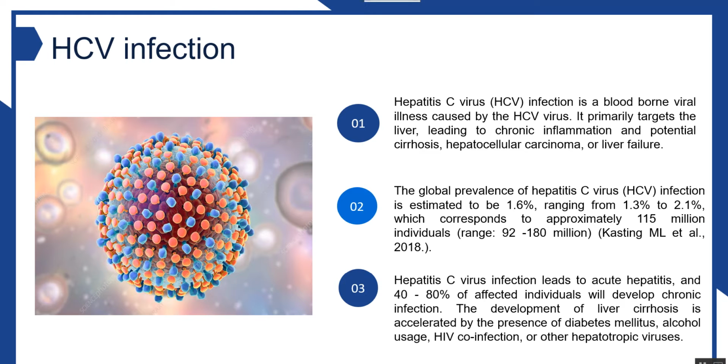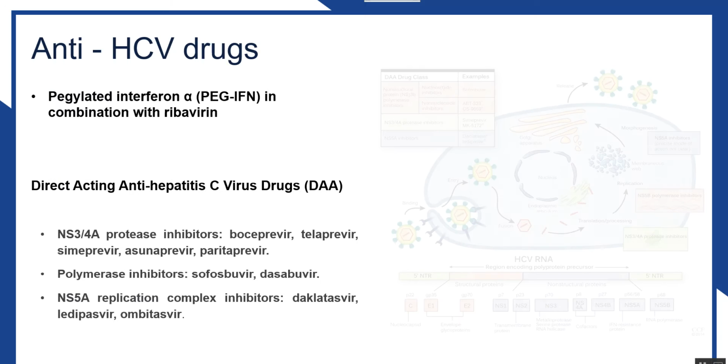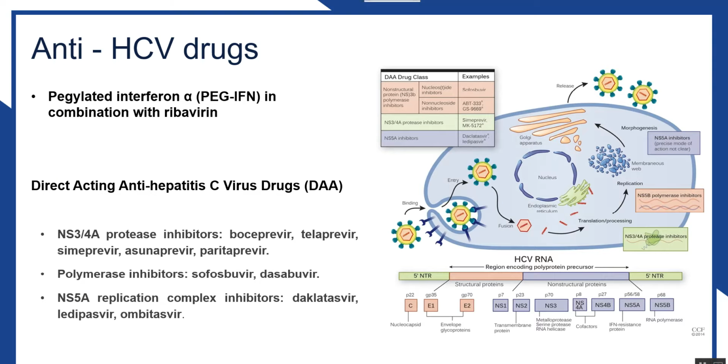Similar to HIV, hepatitis C viral infection is a global health problem with over 150 million people being chronically infected worldwide. Hepatitis C viral infection leads to acute hepatitis, but 40 to 80% of affected persons will develop chronic infection. Pegylated interferon with ribavirin has been the standard of care treatment for HCV-infected individuals for decades. However, interferon therapy is complicated by well-known adverse effects, including influenza-like symptoms, cytopenia, and depression, and the lack of response in some patients as well.